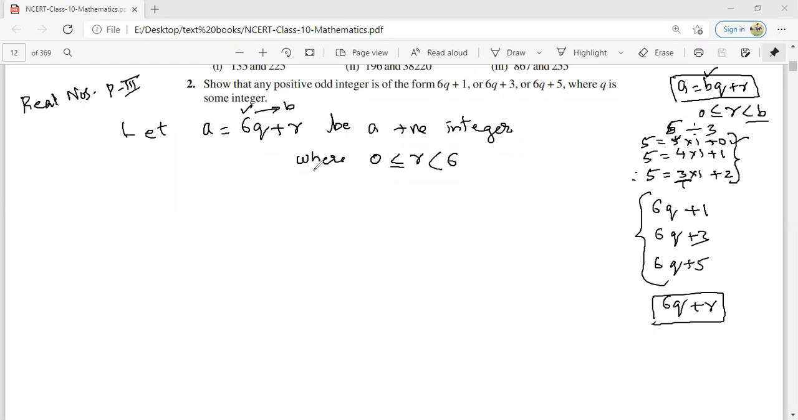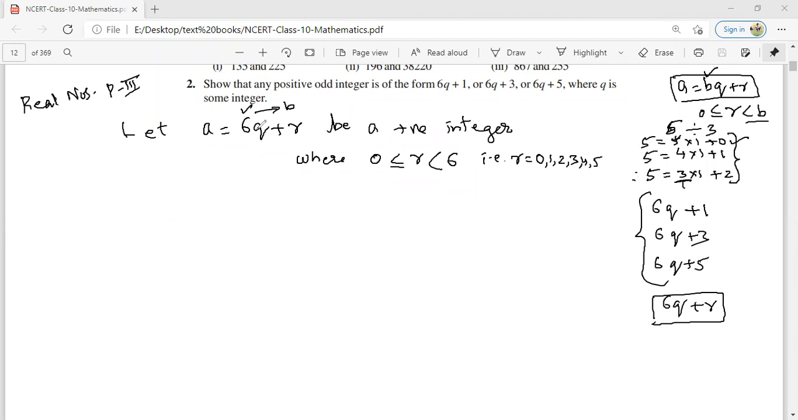So whatever form is given, we will always write a is equal to 6q plus r be a positive integer. Now here r varies from 0 to 6. That means the values of r are 0, 1, 2, 3, 4, 5.